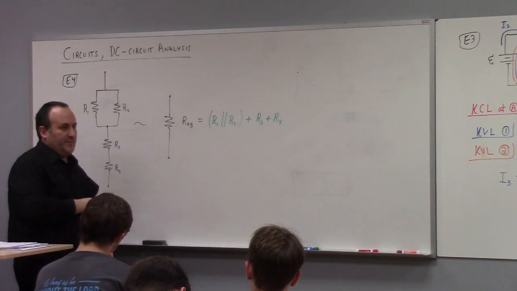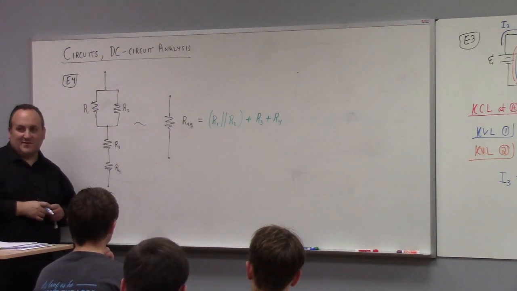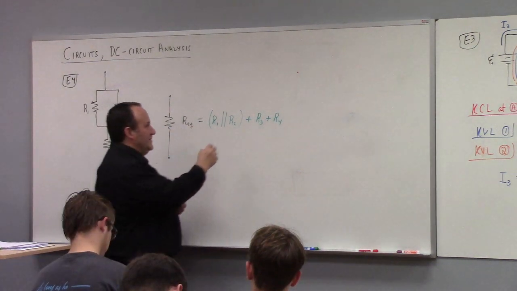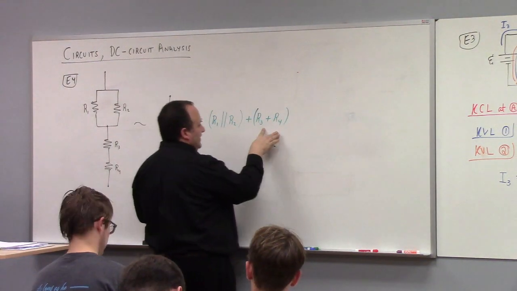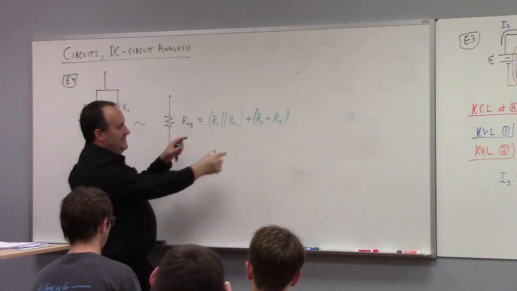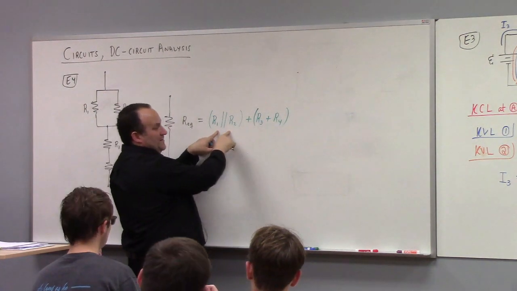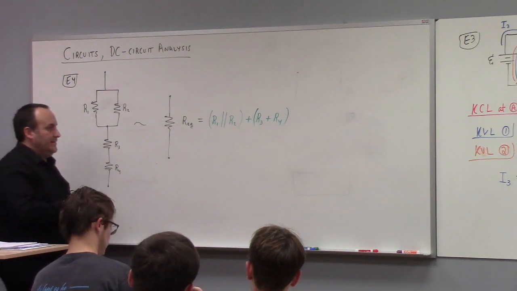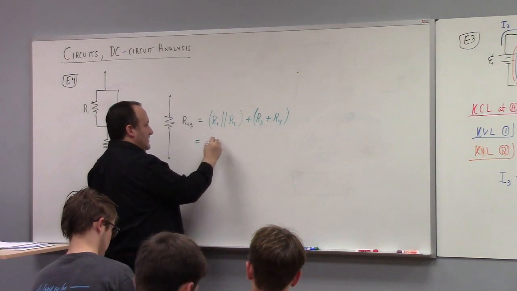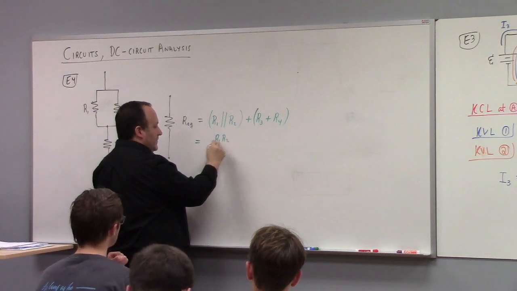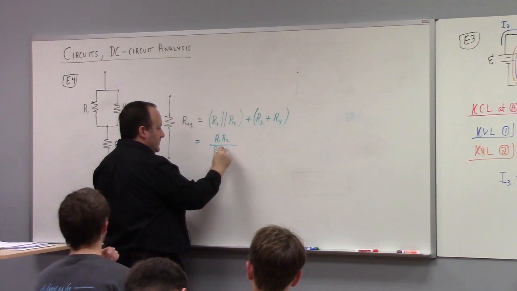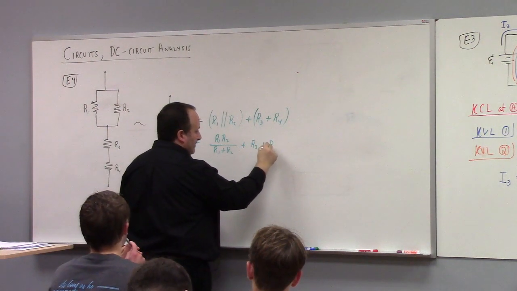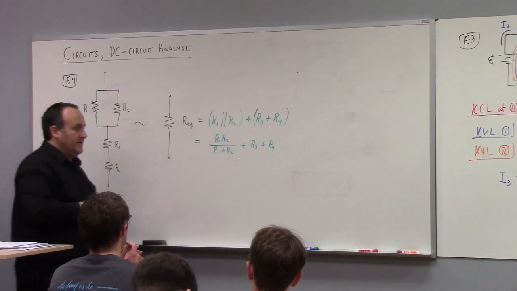I mean, we can justifiably use plus for the series. If I wanted to think about it more systematically, it's like this series combination in series with that parallel combination, if you'll accept my notation. But then that's R1 R2 divided by R1 plus R2, plus R3 plus R4. And there you go. That would be it.